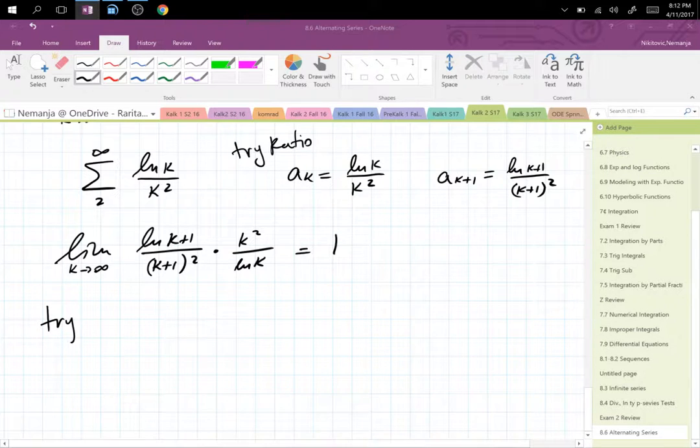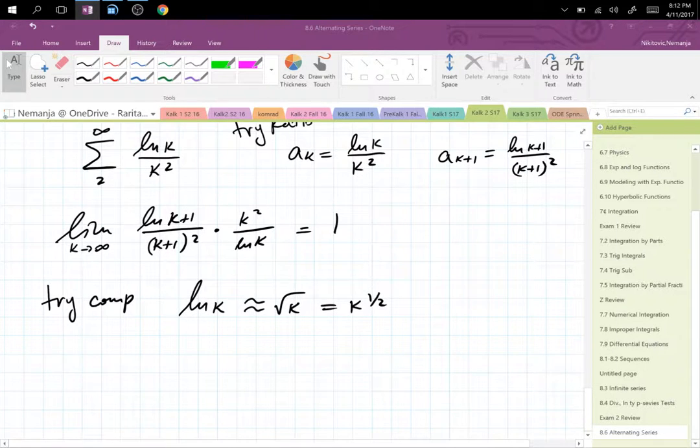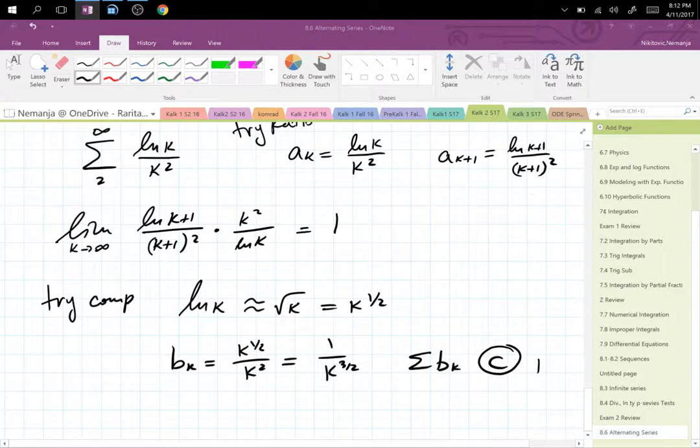Okay, try comparison. Why do I want to try comparison? Because ln k is similar to writing square root of k, which is actually k to the 1/2 exponent. So if I'm choosing a bk, I will choose bk that is k to the 1/2 divided by k squared, which all together is 1 over k to the 3/2. The summation of bk is still convergent by p series because it's bigger than 1.